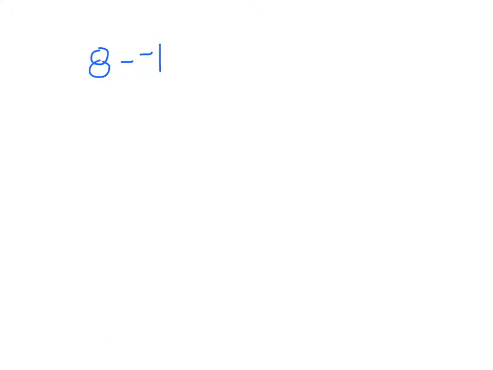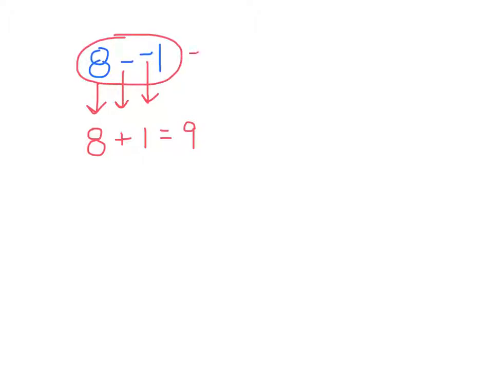Here's a third example. 8 subtract negative 1. Rather than doing this as a subtraction problem, I'm instead going to change this to an addition problem. So I have 8. I'm going to change this to addition. And I'm going to take the opposite of this particular number. Instead of negative 1, it's going to be equal to 1. So 8 plus 1 is equal to 9, which means that 8 subtract a negative 1 is also equal to 9.